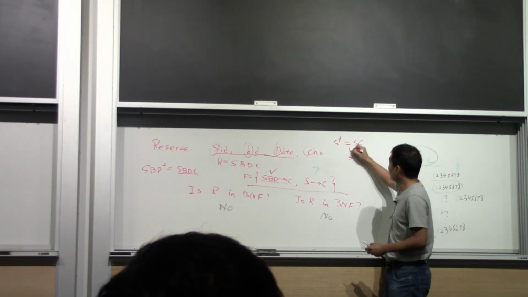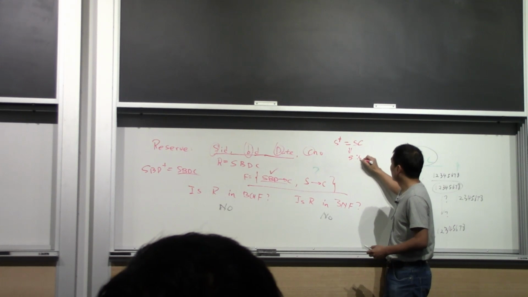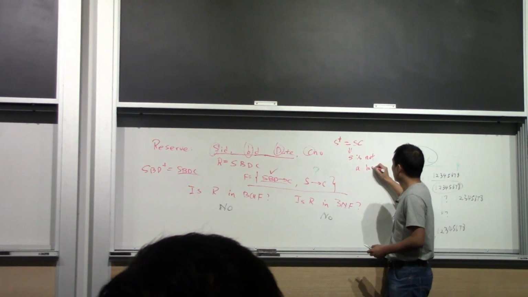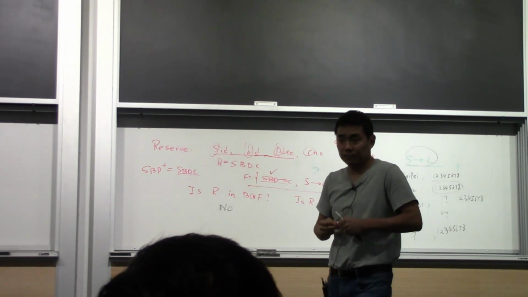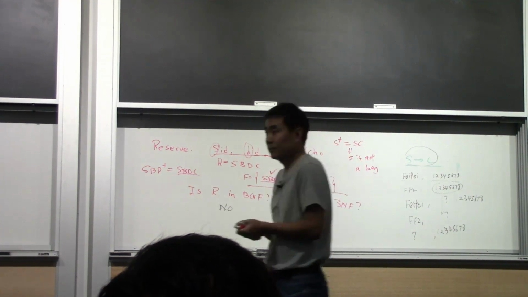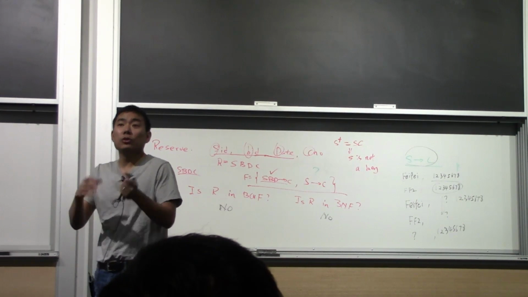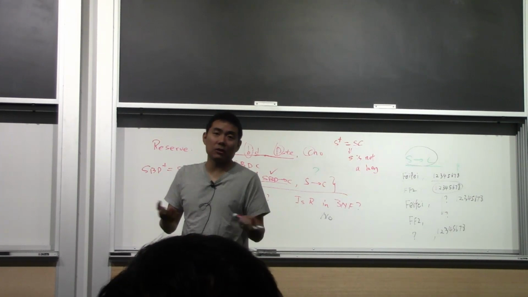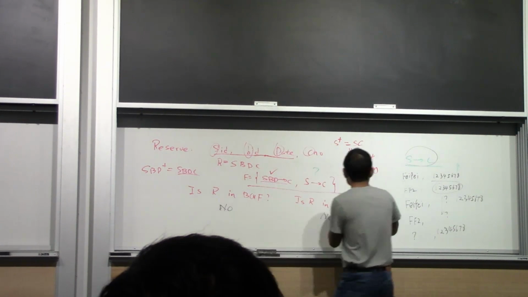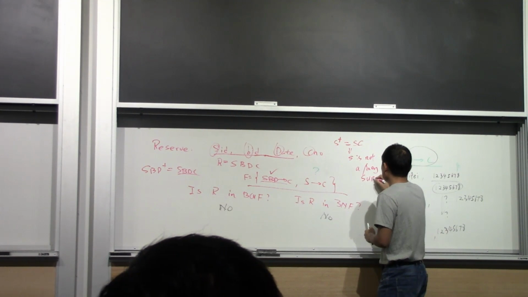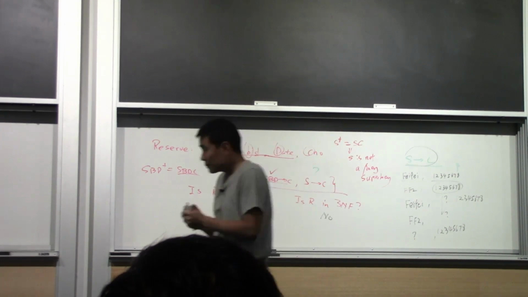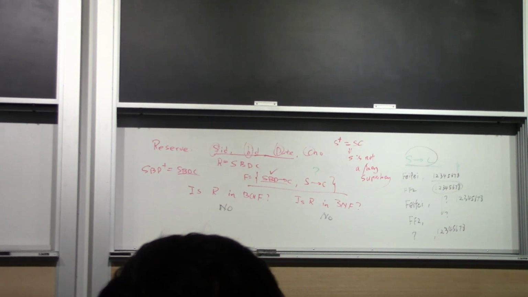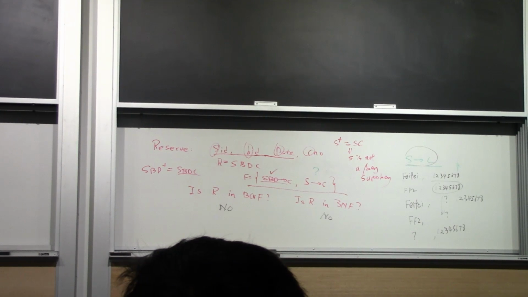So this implies that S is not a key, and if you're not a super key, you cannot be a key. So S is neither a key nor a super key. It's not either one of them. So it violates the BCNF requirement, but what about the third normal form requirement?